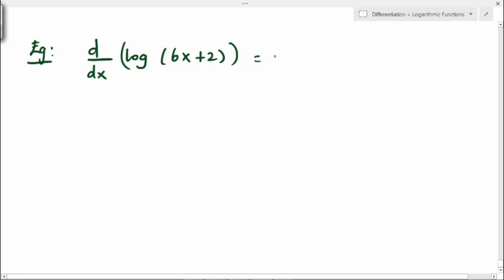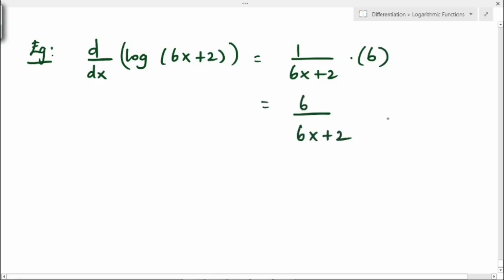Next example is the differential of log of 6x plus 2. First, log x differentiation is 1 by x. In the place of x we have 6x plus 2, into the 6x differentiation, that is 6. Next, the 2 is a constant value, so 2 differentiation is 0. So 6x plus 2 differentiation is only 6. So the answer is 6 divided by 6x plus 2.